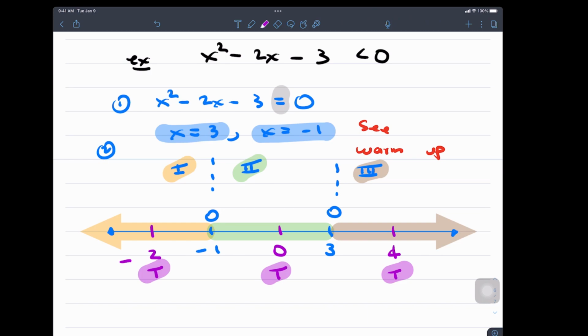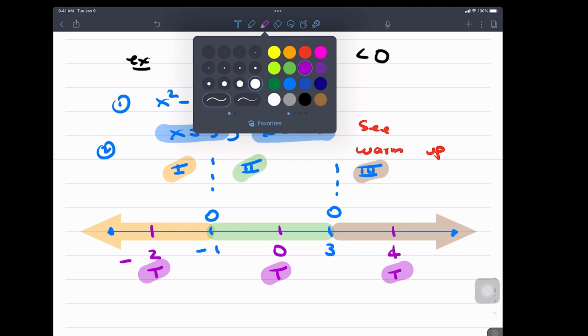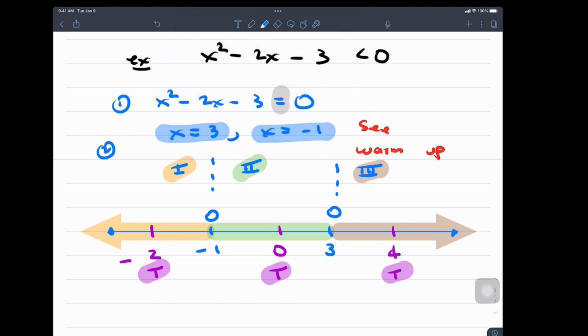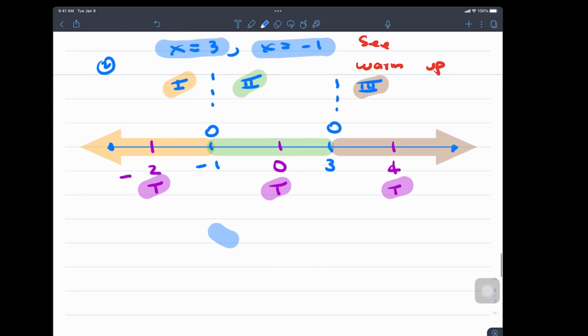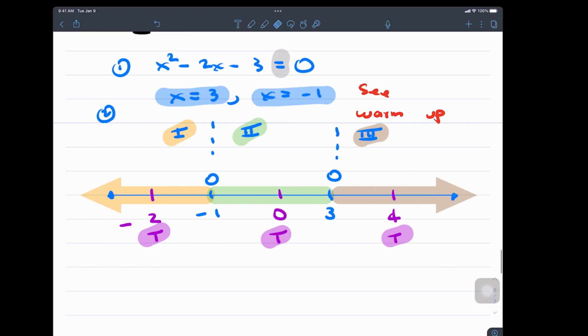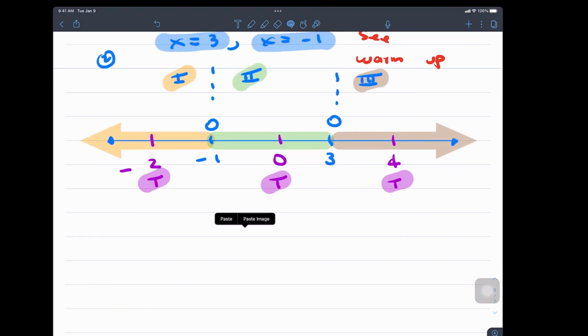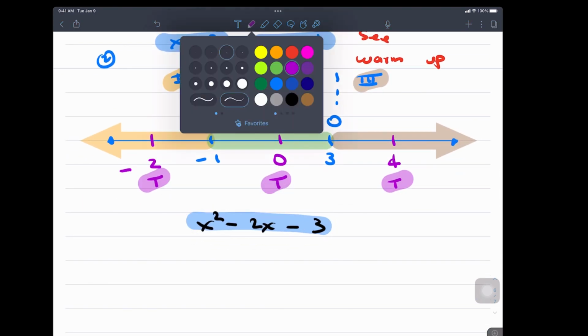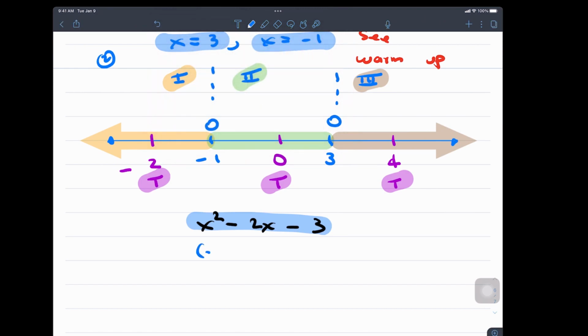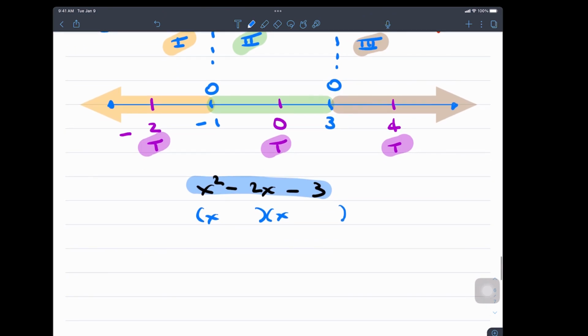So now you might say, what are we testing anyway? Do you guys remember what we're testing? We're testing this: x squared minus 2x minus 3. Although, I'm going to copy this. Anybody remember in the warm-up? Do you have a factored version? What was the factored version? I prefer the factored version. Isn't that x minus 3 and x plus 1?